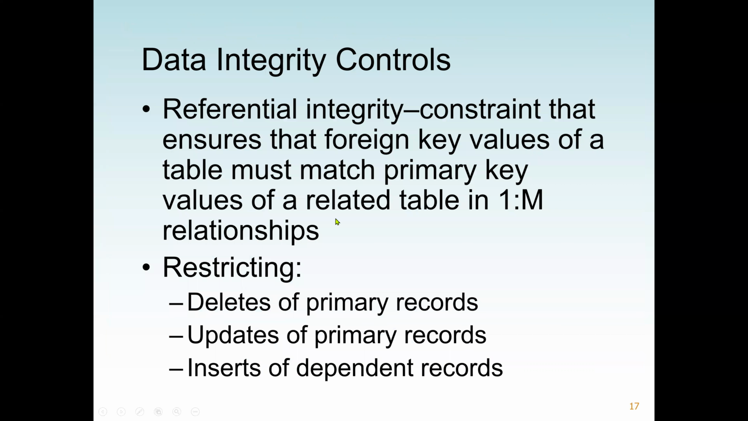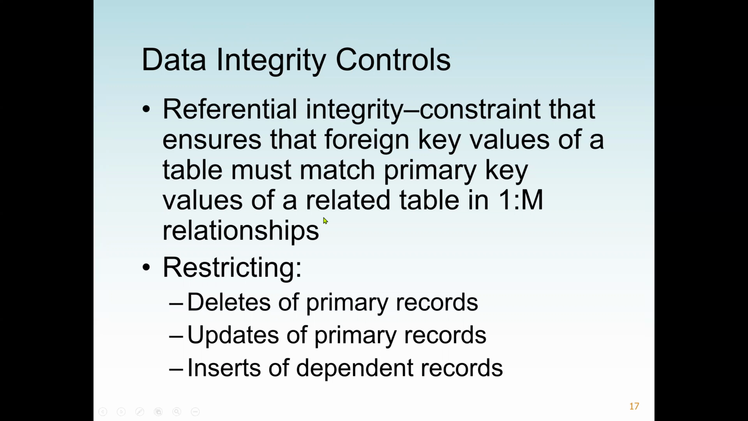So next we move to the data integrity controls. Referential integrity is very important, especially when we are writing queries, joining two or more tables together. Referential integrity means the constraint that ensures that the foreign key values of a table must match the primary key values of the related table in one-to-many relationships.